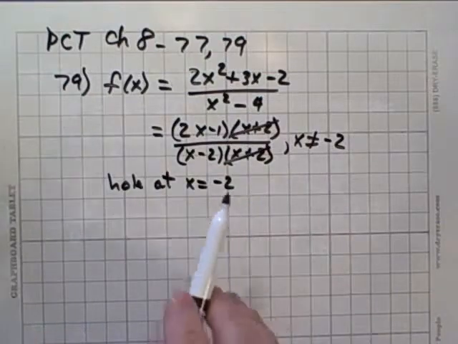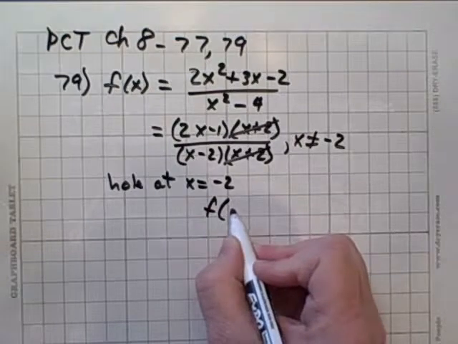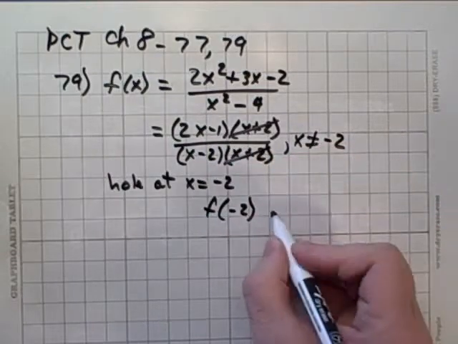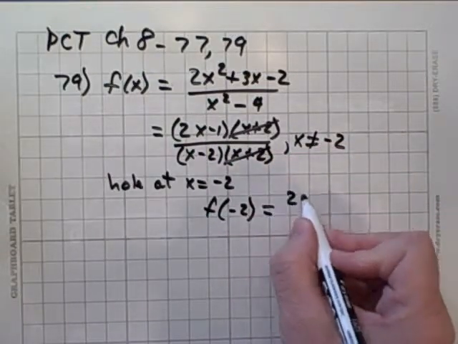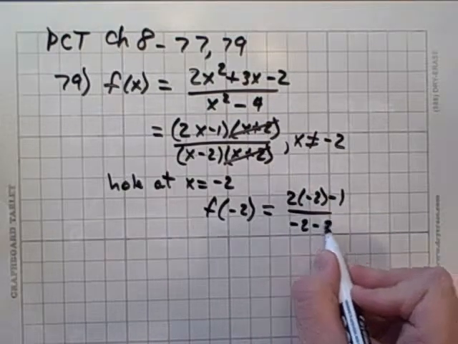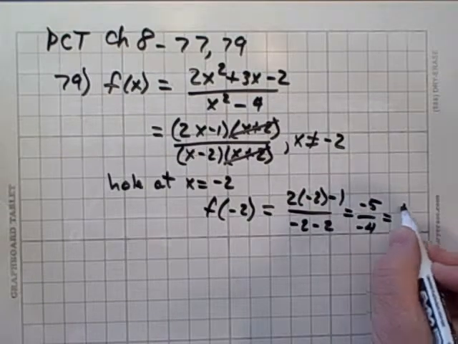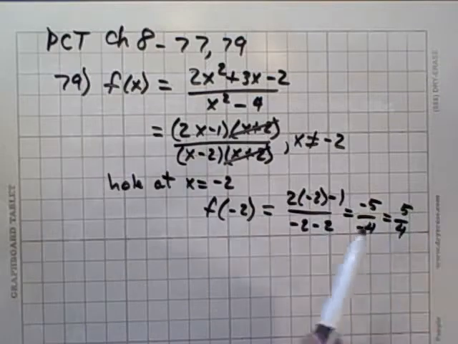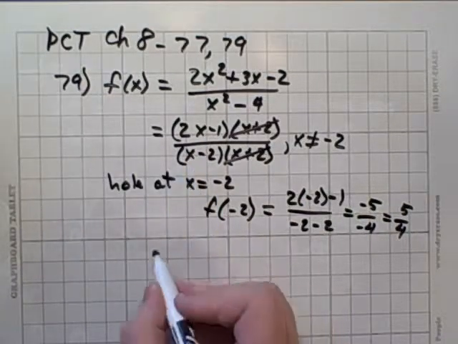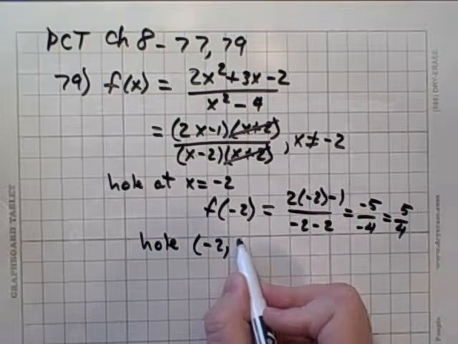So if I go ahead and I substitute in for x, what's the function's height at negative 2? Again, technically it doesn't exist there, but we'll substitute into the similar function to get its height. 2 times negative 2 minus 1, and then negative 2 minus 2 is negative 5 over negative 4, so the height would be 5/4. So we basically used a similar function, the one without the hole, in order to determine the height. So the hole has an ordered pair of negative 2 and positive 5/4.